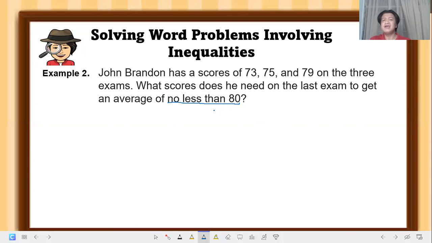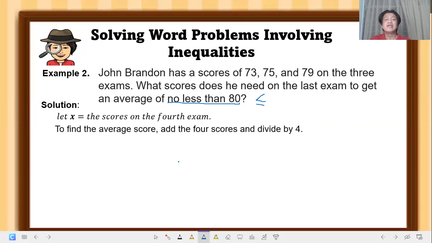Okay, pag sinabing no less than 80, hindi siya bababa sa 80. Ibig sabihin niyan, you are going to use the symbol less than or equal. Kasi nga, hindi siya bababa sa 80. Kaya nga siya equal or less than siya. So meaning to say, our solution for this is simply let x the scores on the 4th exam. Yan yung makukuha niya nun, unknown.